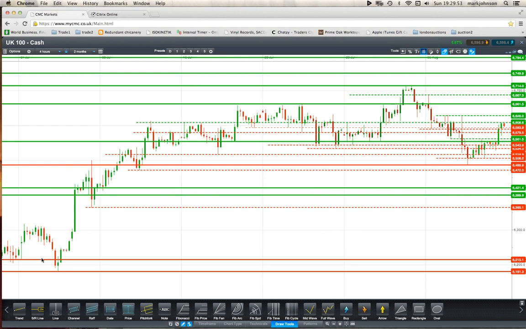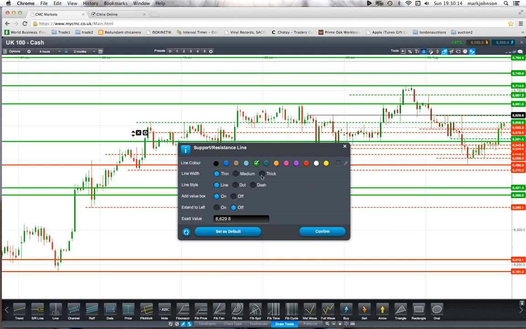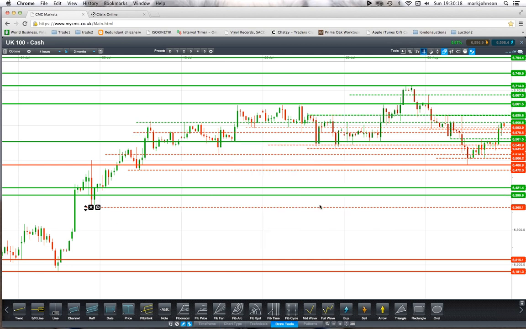Right, so I think almost done. Yeah, this group of three highs here are very, very close to this group here. I'll put 2 in. So that's my 4-hour chart.